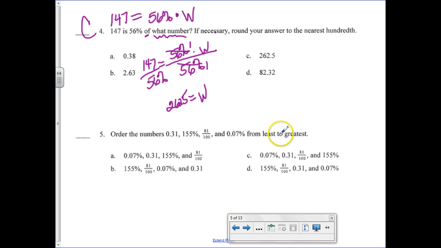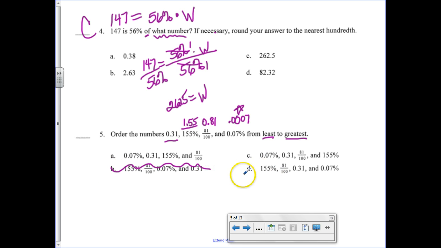All right, number 5, put these in order, least to greatest. Convert these all into either all decimals or all percents, or all fractions with the same denominator. I'm going to stick with decimals. This is already there. This is 1 and 55 hundredths. 81 hundredths is 0.81. And then, careful here, 0.07% is an incredibly tiny number. 0.0007. So 7/10,000ths is really what that is. So clearly, winner, winner, chicken dinner, that guy's the smallest.